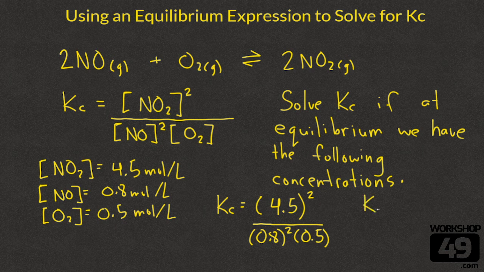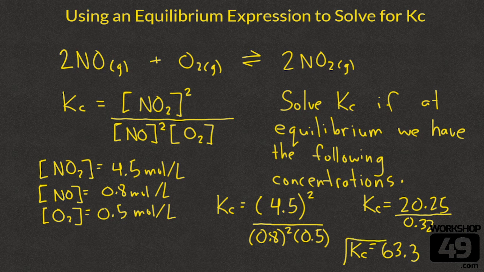We clean this up, and we get Kc is equal to 20.25 all over 0.32, and we can finally calculate that, and we should get a Kc value equal to about 63.3. I like it. That is a good Kc value. We knew that it was going to be a number above 1 because we can see by looking at our concentrations that the products were favored. This reaction was more likely to end up at equilibrium with more products.